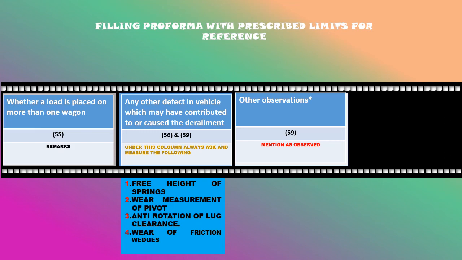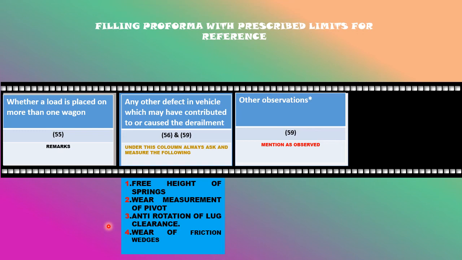And very importantly, we have columns 56 and 59, wherein we record any other defect in the vehicle which may have contributed. So if the heights go out of tolerance in the case of buffer height or the deflected head, then we have to ask for the free height of the springs. We have to measure the wear of the pivot.